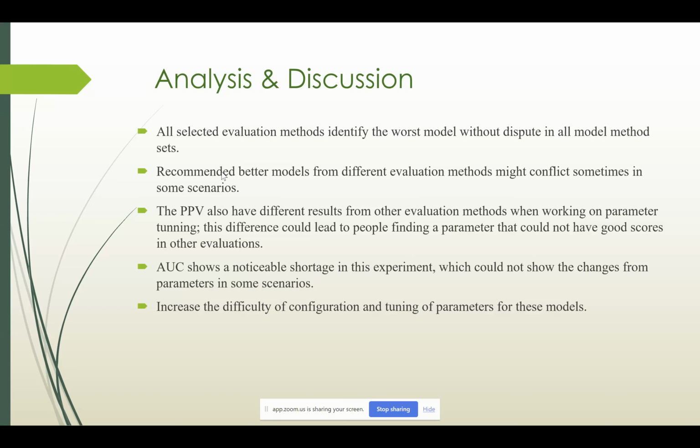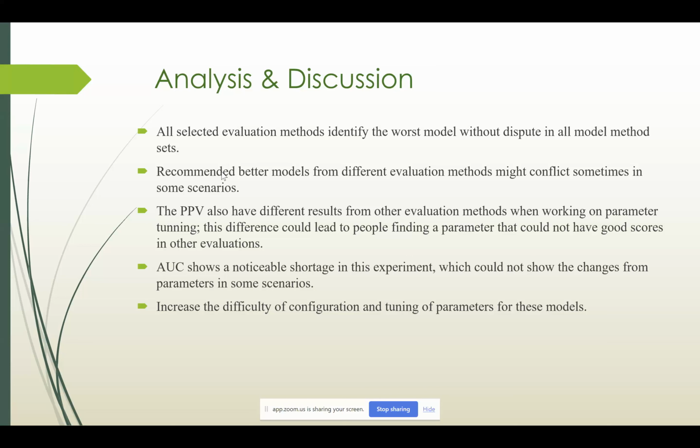This difference could lead people to find a parameter that does not have a good score in other evaluations. And when we look at AUC, it shows a noticeable shortage in this experiment. It is hard to find changes from the parameters in some scenarios. We could not find that they have any contribution from parameter or configuration changes based on AUC. And meanwhile, it also sometimes provides different results from other evaluation methods.